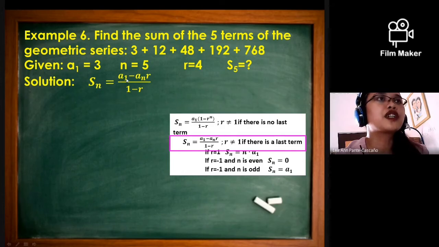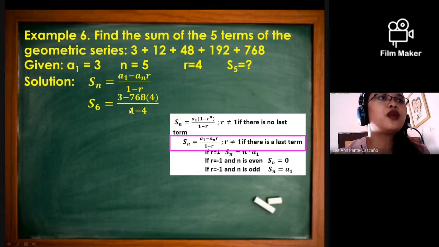S sub n is equal to the first term minus the last term times the common ratio, all over 1 minus r. First term is 3 minus 768, which is the last term, times the ratio, which is 4, all over 1 minus the ratio, which is 4. 1 minus 4.